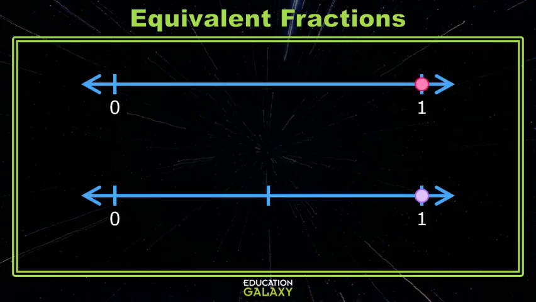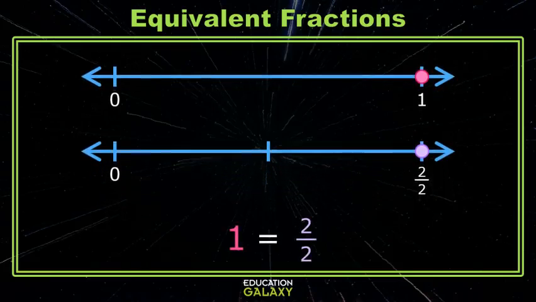Okay, let's look at these two number lines. They both represent the space from 0 to 1, but the one on bottom is broken into 2 pieces, so that first tick mark is 1/2. Is there another way I could write the number 1 here? Anybody have a guess? If you guess 2/2, you are correct. 2/2 is equivalent to 1.